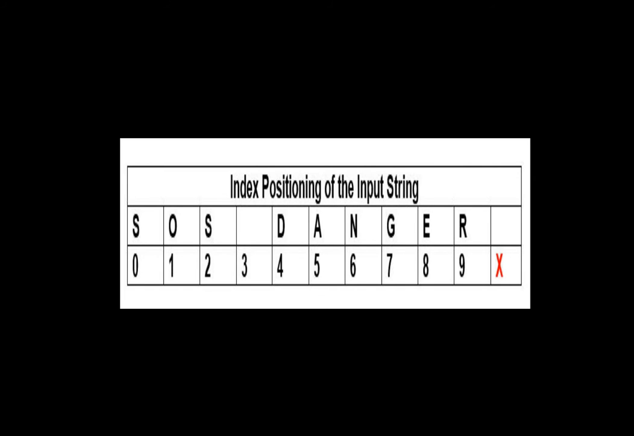Let me go over index positioning real fast. Say you have a 10-character string like SOS danger. With zero indexing, the first character is 0, not 1, and the last character is 9, not 10. If you're not paying attention and you tell the program to look at position X, you're going to throw an error, sure as heck. While I say out of bounds, the correct jargon is out of range, like so.